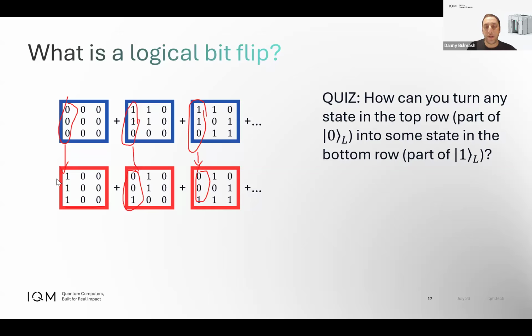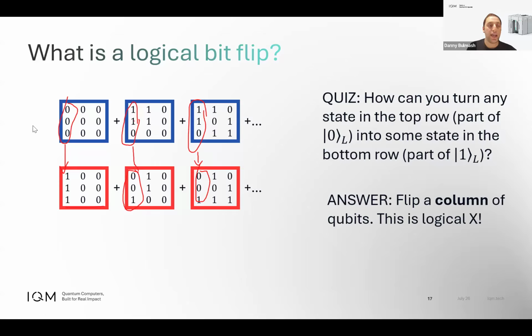So indeed, flipping a column of qubits is enough to get us from the logical 0 to the logical 1 state, because it just interchanges states in each of these rows. You can convince yourself that if you flip a column of qubits, that will always interchange a state with an even number of ones in each row with a state with an odd number of ones in each row. So flipping a column of qubits is logical X. It turns out it's actually okay to flip all the qubits too, but we're just going to use a column in this case.